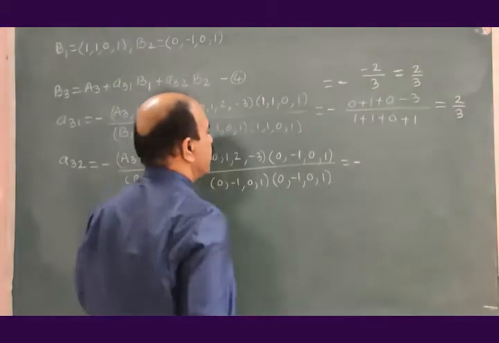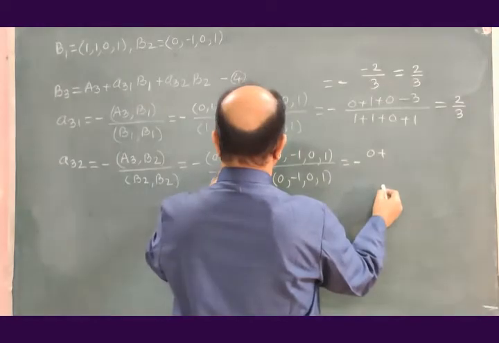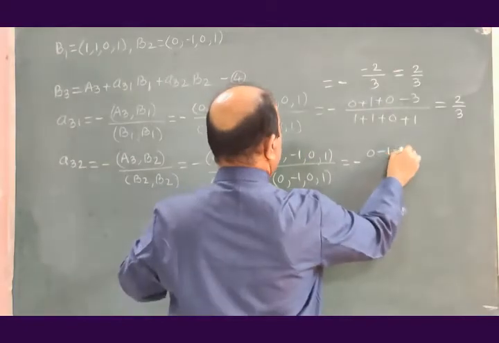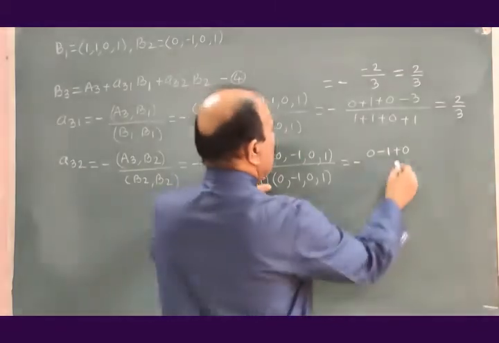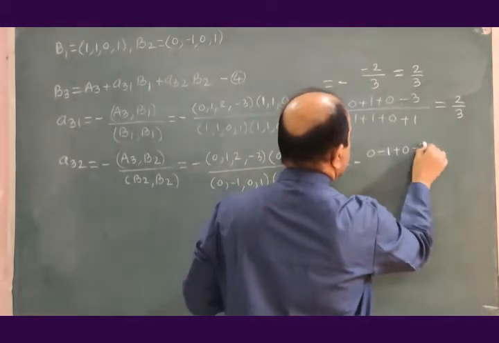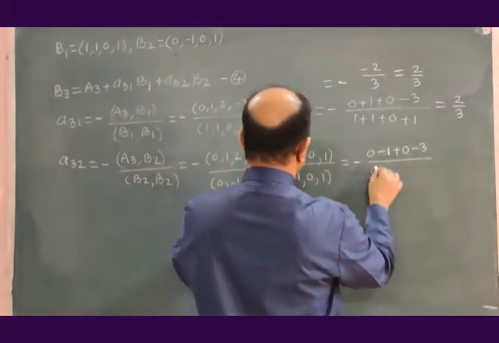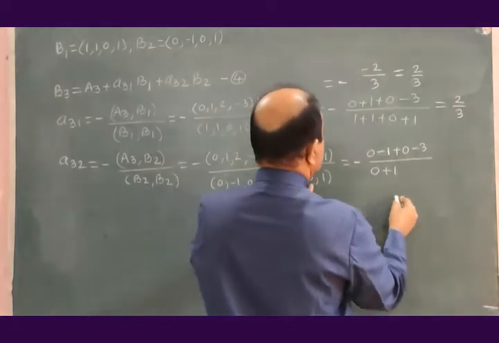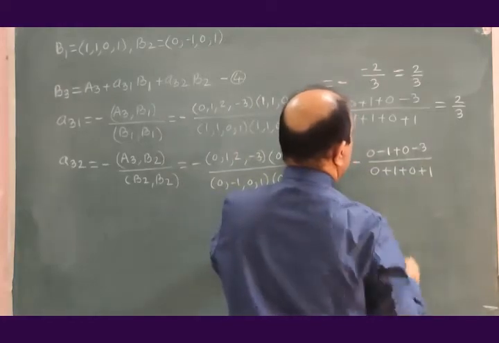This is equal to, with minus sign, 0 into 0, 0 plus 1 into minus 1, minus 1, plus 2 into 0, 0 plus minus 3 into 1, minus 3, divided by 0 into 0, 0 minus 1 into minus 1 plus 1, 0 into 0, 0, 1 into 1, 1.